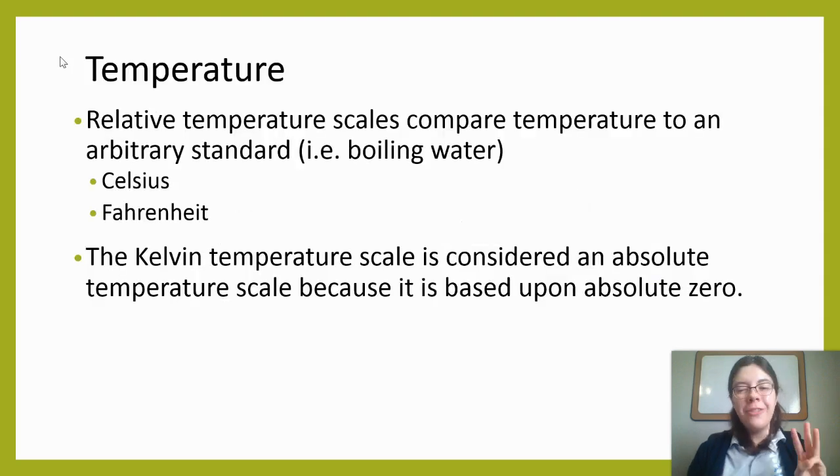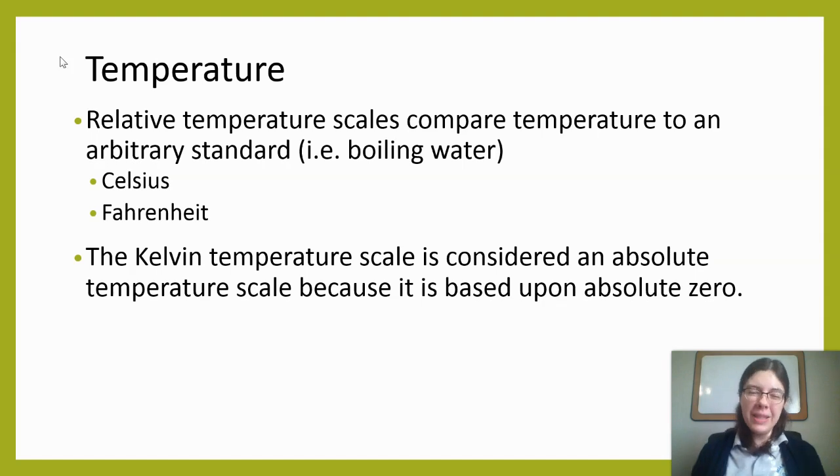Now there are three different temperature scales, and you've probably heard of these before. The first two are relative temperature scales. So Celsius is based upon the melting and boiling points of water. Fahrenheit is based upon the mixture of ice, water, and ammonium chloride, and that's how we get the 0 point for the Fahrenheit temperature scale. So these are what we use most commonly. In the US, we use the Fahrenheit system. Overseas, they tend to use a Celsius scale.